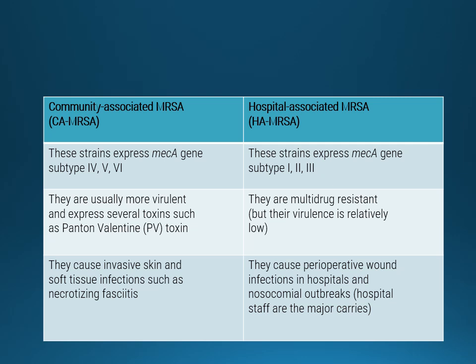This MRSA could be of two types. One is the community associated or the hospital associated. In the community associated, this strain expresses mec gene type 4, 5 and 6, whereas the hospital one shows type 1 or 2 or 3. Mostly the community ones are more virulent, whereas the hospital associated are more resistant. The community ones mainly cause skin and soft tissue infections, whereas the hospital acquired cause infection in the hospital, nosocomial post-operative wound infections or nosocomial outbreaks.